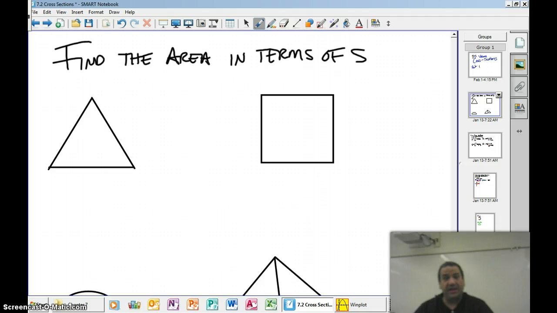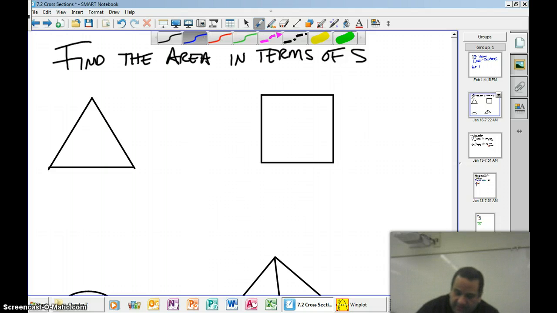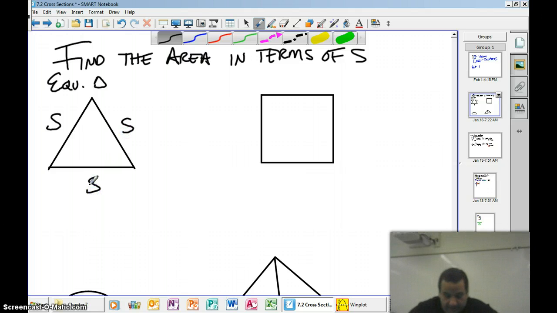Geometry, let's find the area in terms of S, where that S would be the side length of these different figures. This is an equilateral triangle. So S is on all the sides. To find the area of this triangle, I would drop a perpendicular, then that would make this side S over 2, S over 2. And since it was equilateral, this is 60, this is 30, and now this is 90. So I know this has to be the square root of 3 S over 2.